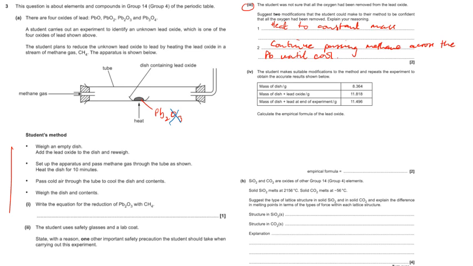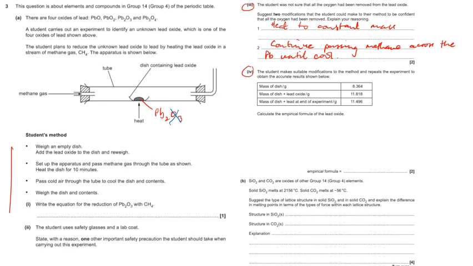Right, and you could instead do something even better and pass something inert over the hot lead, like nitrogen, but that's quite involved, and so you would just do it with methane instead. Anyway, there's a couple of right answers. If you want to see some more, check the mark scheme out.